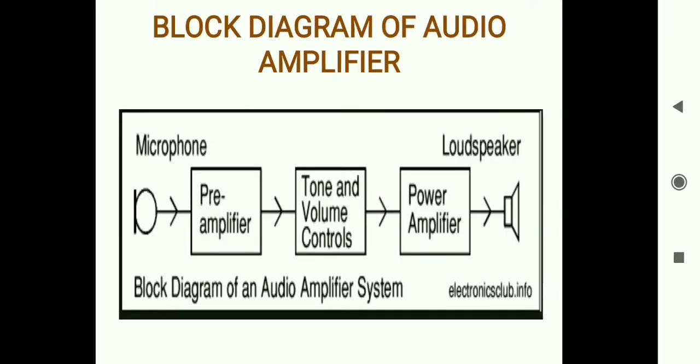The second topic is block diagram of audio amplifier. Audio amplifier mainly consists of 5 stages. The first stage is microphone. The second stage is preamplifier. Third is tone and volume controls. Fourth is power amplifier. And the last stage of audio amplifier is loudspeaker.